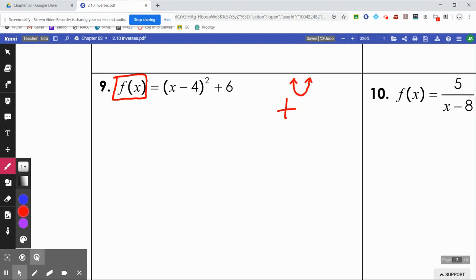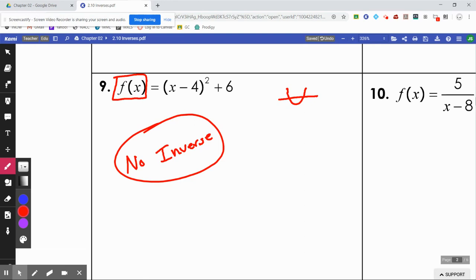It looks like this. And yes, it is a function, but if you look at the horizontal line test, the inverse of this is not going to be a function. And the reason for that is if you were to switch x and y, plugging in single inputs would result in multiple outputs, so the inverse would not be a function. So since this is going to fail the horizontal line test, it is not invertible. So there is no inverse. Even though we can switch x and y, we can go through the process, it's not going to be an inverse function.